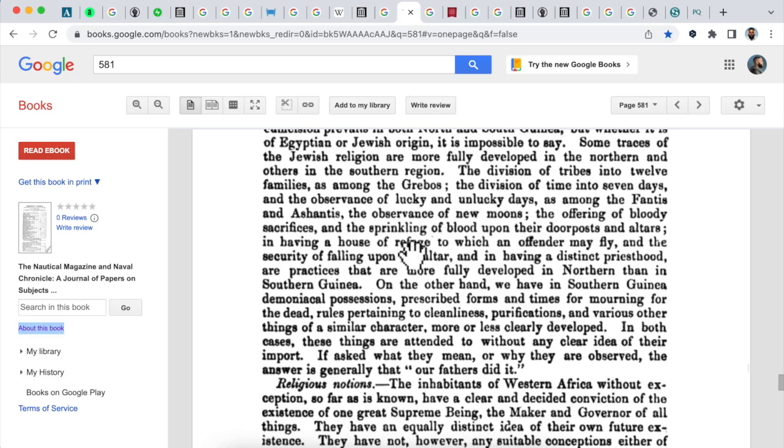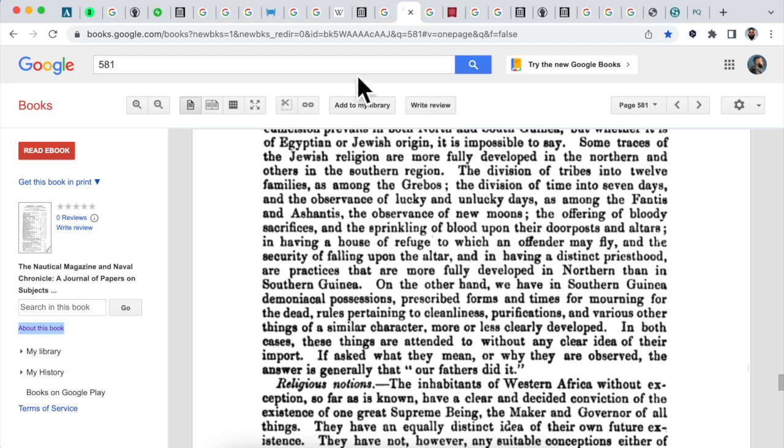The one that sticks out to me most, I can't remember where exactly it is in the Bible, but I know it's in the Torah, is where it says right here, in having a house of refuge to which an offender may fly. That was an ancient Israelite custom, where it talks about the safe city for an offender. I'm paraphrasing, I can't remember off the top of my head, but if you accidentally kill someone, you flee to a different city where their family can't get you and get revenge on you. All this is Israelite customs. It says new moon, offering of bloody sacrifices.